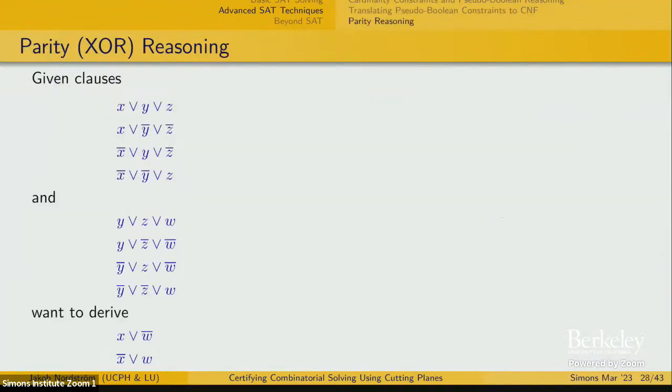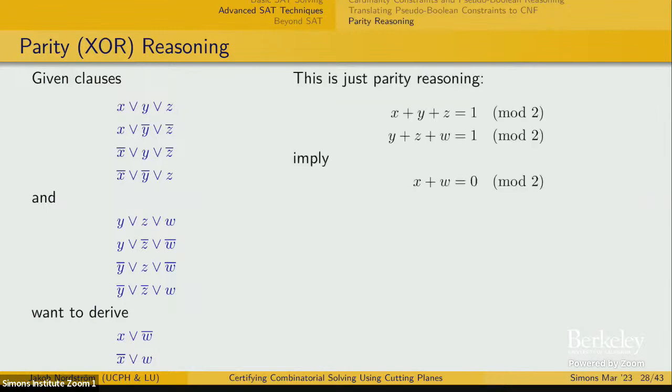Another thing that SAT solvers would do, that I mentioned for instance for cryptographic problems, is parity reasoning. So suppose I have these four clauses and these four clauses, then I claim that I should be able to derive XOR not W and not XOR W. Why is this? Well, it's easier if you write down that these four clauses are just saying that the parity of X, Y and Z is odd. These clauses say that the parity of Y, Z, and W is odd. And now if you just sum up these two parities, clearly X and W must have even parity.